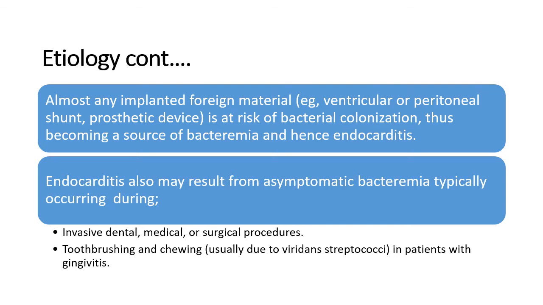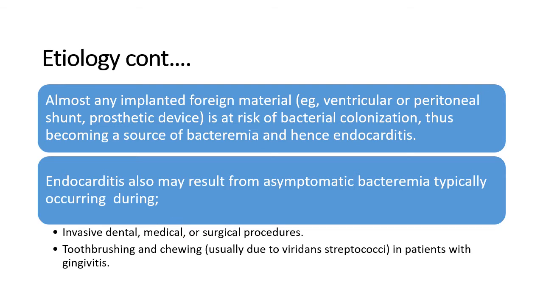Almost any implanted foreign material, such as a ventricular or peritoneal shunt or prosthetic valve, puts the patient at risk of being colonized by bacteria and therefore becoming the source of infection for infective endocarditis. Infective endocarditis may also result from asymptomatic bacteremia, typically occurring during invasive dental procedures. For this reason, before dental procedures, patients receive prophylactic antibiotics. It can also be due to medical or surgical procedures putting the patient at risk of infection. For example, the patient can have a long-staying catheter in situ becoming the source of microorganisms.